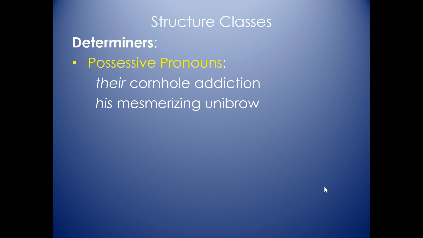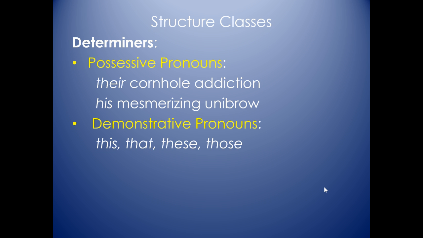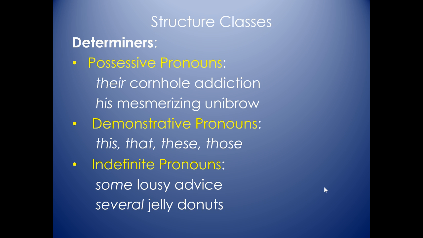Possessive pronouns are also determiners. Their cornhole addiction. His mesmerizing unibrow. So a possessive pronoun would let me know that there's a noun showing up. And also demonstrative pronouns. This, that, these, and those are all now categorized as determiners. And lastly, our indefinite pronouns. Examples like some lousy advice, several jelly donuts. And so these are all called determiners. They're not really adjectives, they're something different. So we call them determiners.